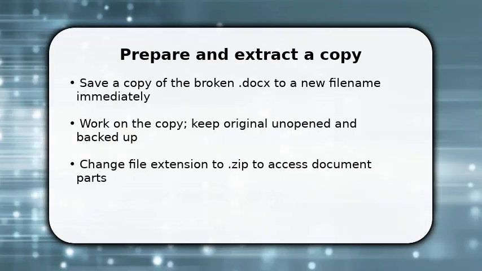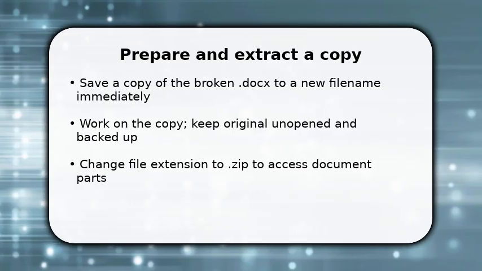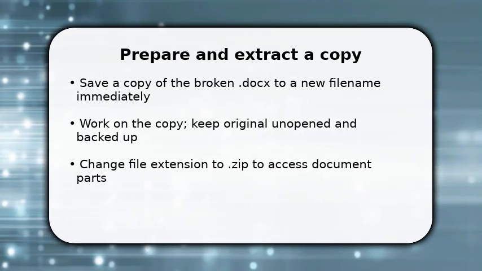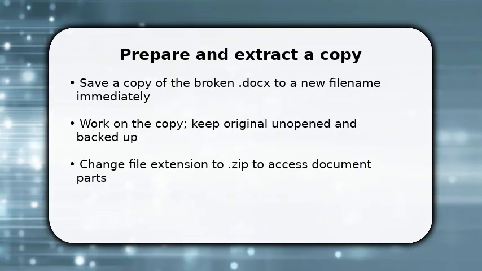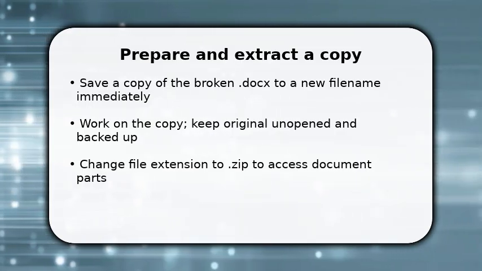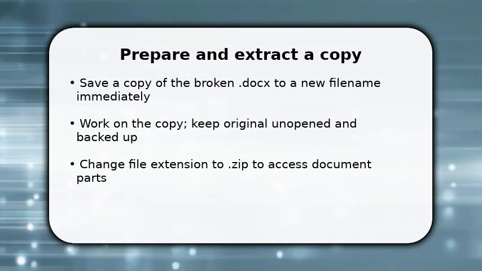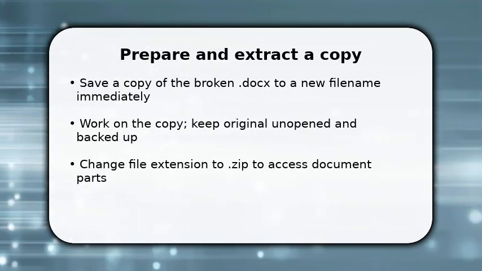You start by isolating the file, save a duplicate, and work only on that copy so you never overwrite the original. Once done, make sure to change the docx extension to zip so you can inspect internal XML files. You'll be able to open the zip and extract document.xml and media folders.